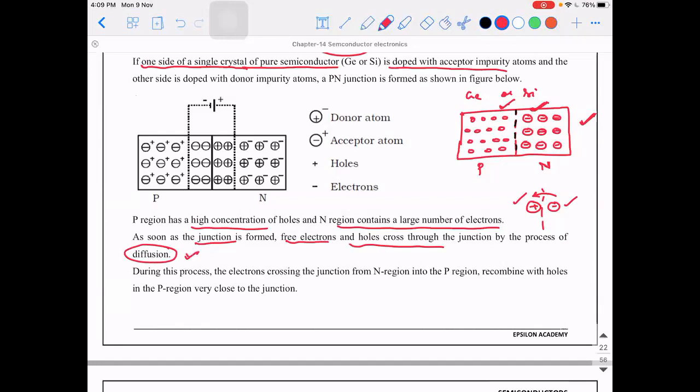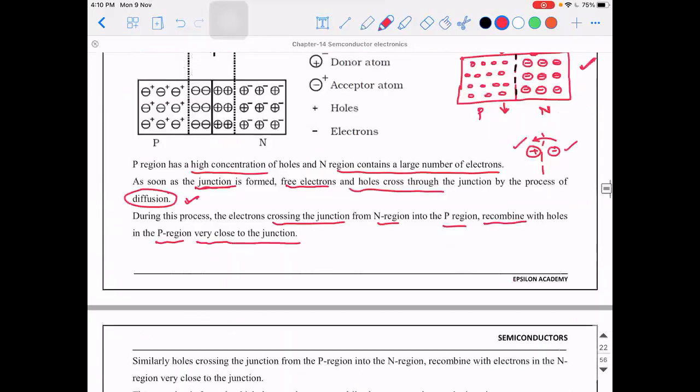Here, diffusion is a natural process. So what is going to happen? Once the junction is formed, the free electrons and holes will have the tendency to cross the junction, as a result of which there will be recombination taking place. During this process, the electrons crossing the junction from the N region into the P region recombine with holes in the P region. There are certain electrons which are close to the junction, right? So they recombine with the holes in the P region which are very close to the junction. Got it?